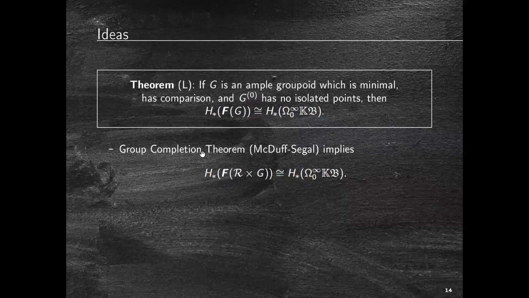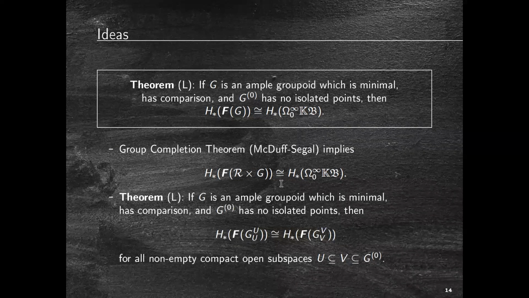So that's what you get from this completion theorem. And then what remains to be done is to get rid of this amplification again. To do that, what you need is this kind of theorem telling you that group homology for full groups is invariant under what's called equivalence of groupoids. In other words, if you have groupoids and you restrict, in the sense we had earlier, to any compact open subspaces, then the full groups have the same homology, no matter which subspace you choose.